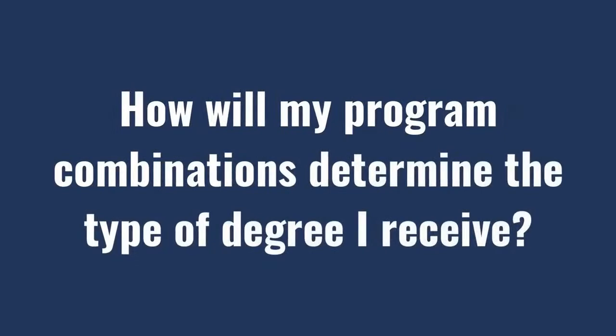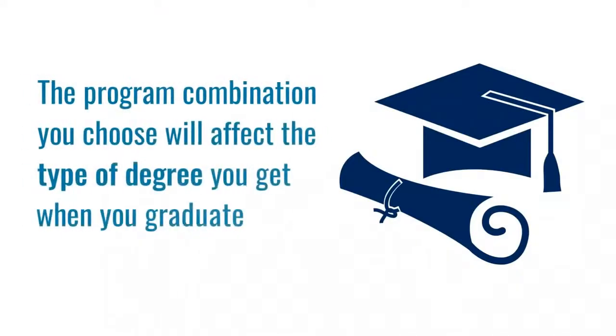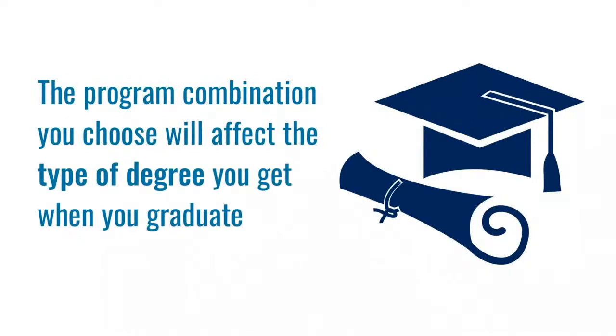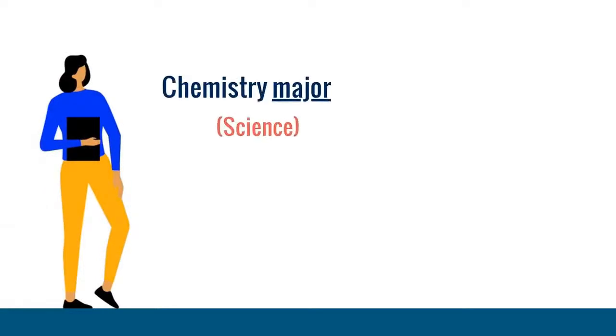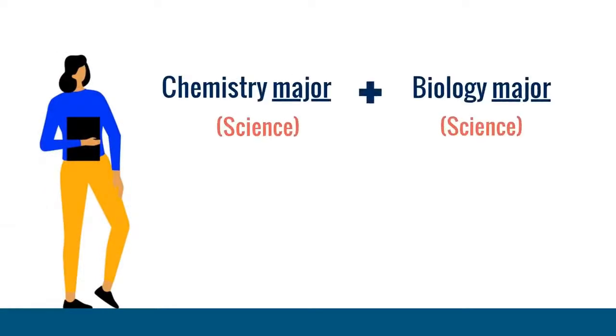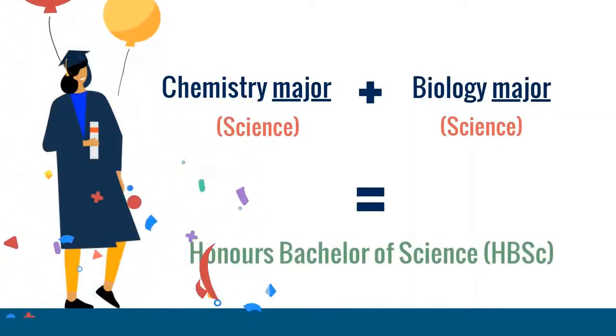How will my program combinations determine the type of degree I receive? It is important to remember that the program combination you choose will affect the type of degree you get when you graduate. To get a better understanding of how your program affects your degree type, let's look at three different students who have enrolled in different programs. Our first student has enrolled in a chemistry major, which is a science program, and a biology major, which is also a science program. The degree she will receive is an Honors Bachelor of Science.